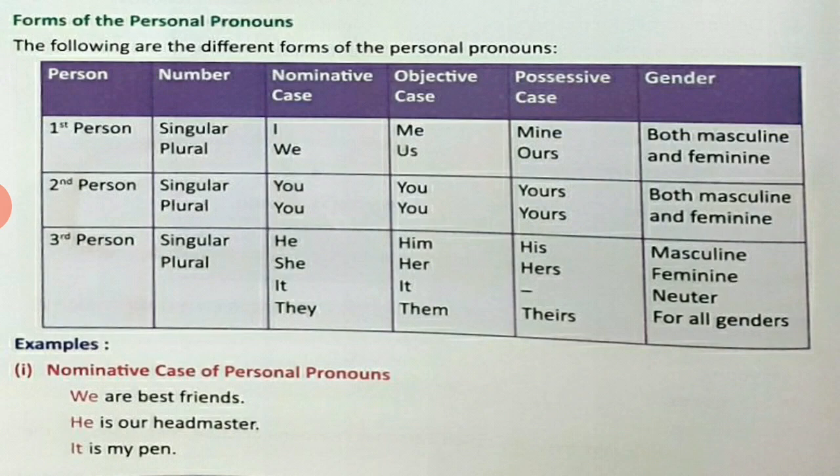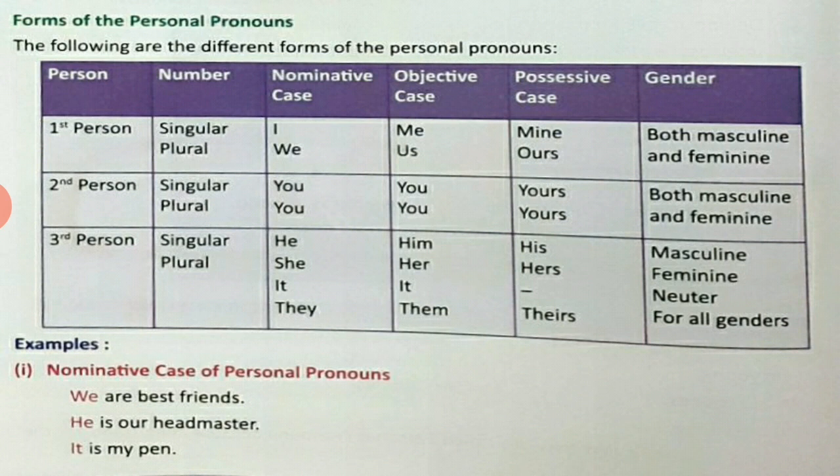Then there are forms of the personal pronouns. The following are the different forms of the personal pronouns. You could see number, gender, and case. In singular, we have I, plural, we. Then again, you is the exceptional case. It can be used both in singular and plural. For he, she, and it, the plural will be they. Similarly, for me, us, and so on with every pronoun. For gender, first person and second person pronouns can be used for both masculine and feminine. But in the third person, he, him, his are for masculine, she, her, hers for feminine, it is neuter, and they, them, theirs can be used for all genders.